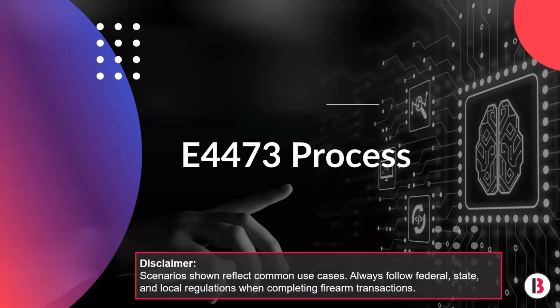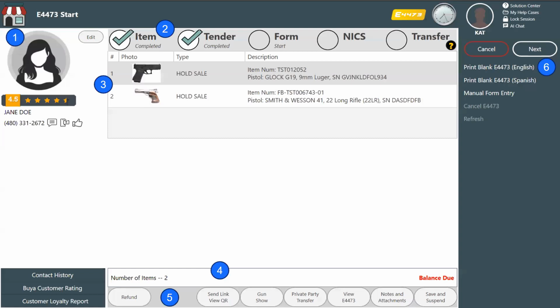Now, before we get started into the fun part, I did want to just break down a few instances of our E4473 start screen. So number one is going to be the customer, and that's going to be the customer that is attached to that particular situation. Number two is going to be our status bar, and this is going to show where you are in the current process for disposing of that firearm.